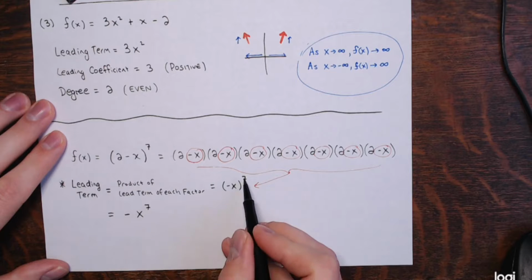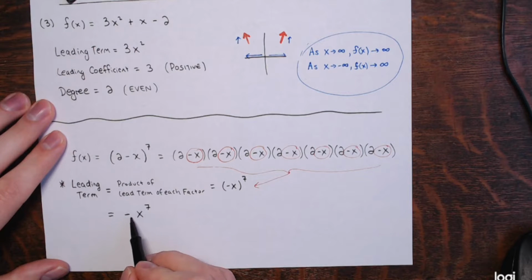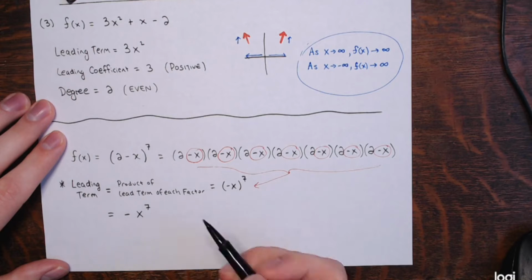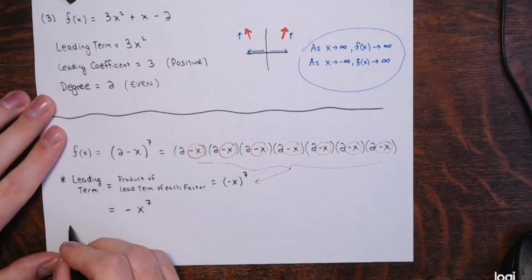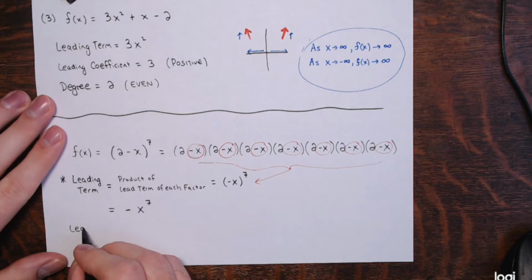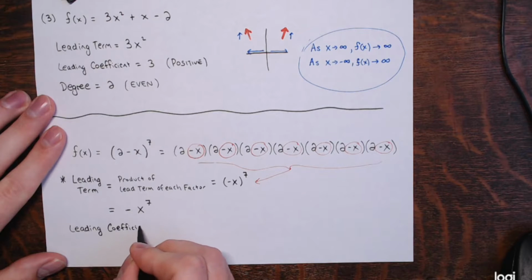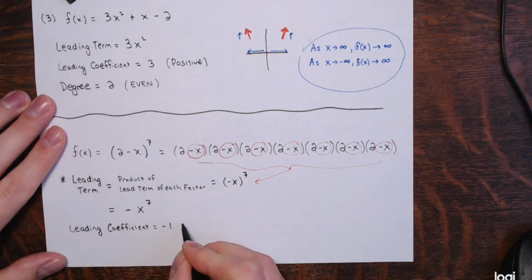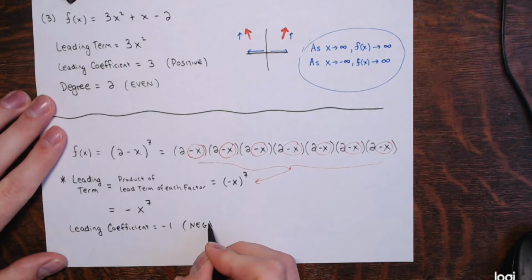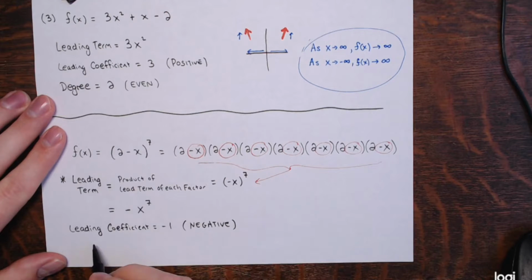Remember, negative 1 to the 7th would be negative 1. So the lead coefficient is negative 1, and then x to the 7th is x to the 7th. So the leading term is negative x to the 7th, meaning that the lead coefficient is negative. It's negative 1, so a negative lead coefficient. And the degree of this polynomial, again, is just the power on the variable in that leading term. So just 7, which is odd. That is an odd number.